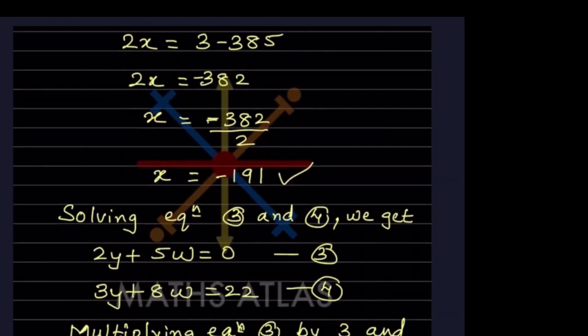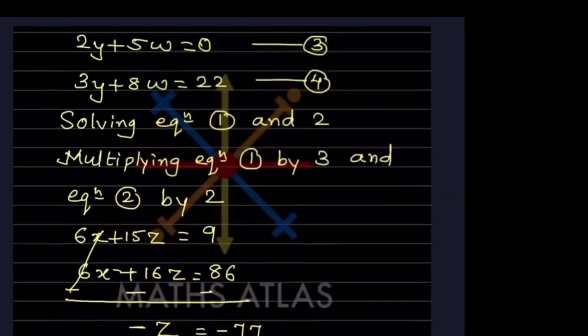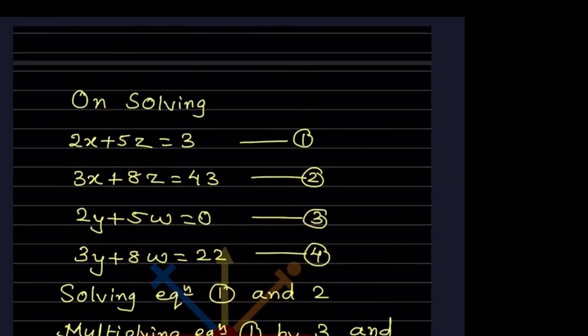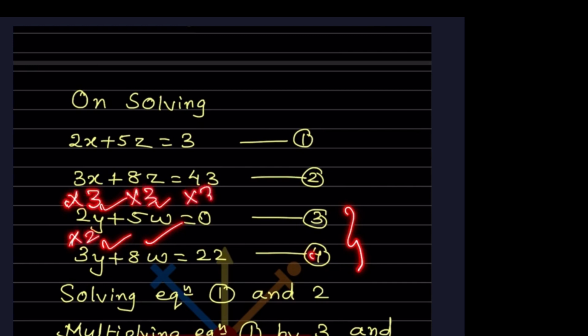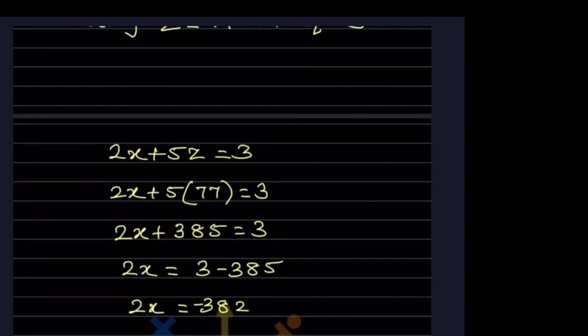So how will we get y? Looking at the equations, we got x and z from the first two. Now for y and w we will solve the third and fourth equations. Again we multiply this by 3 and this by 2. So 3 here and here, and 2 here and here. Hope you got this. This is going to be 6y plus 15w equal to 0, and this is 6y plus 16w equal to 44. This is what I got over here.